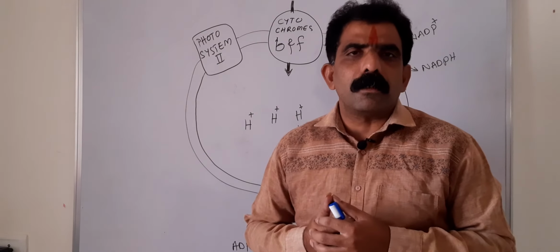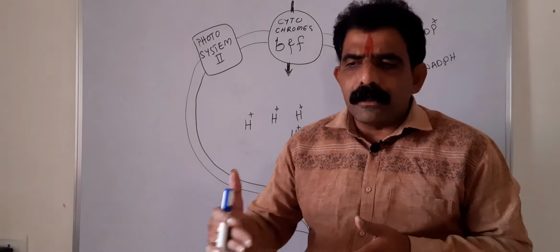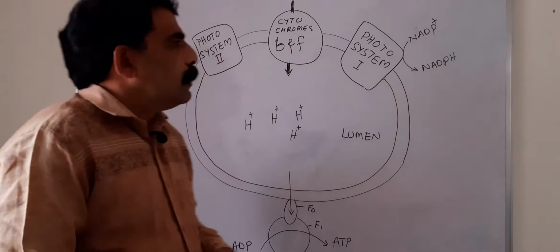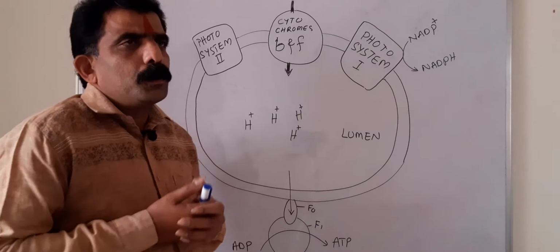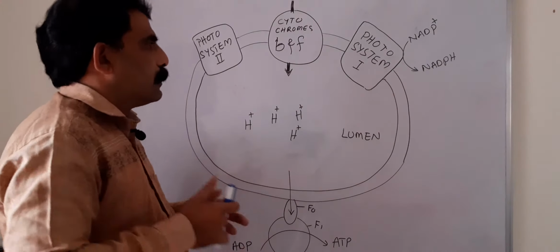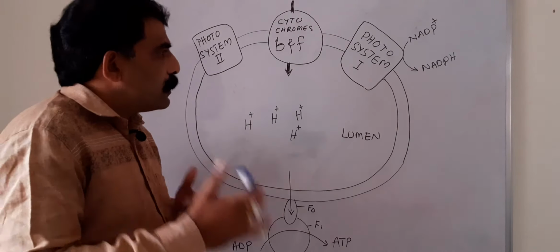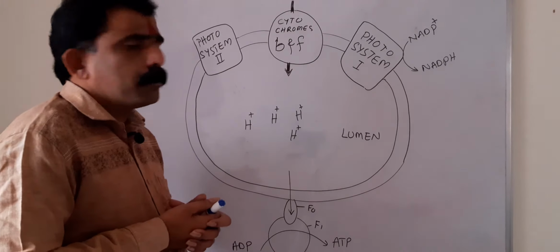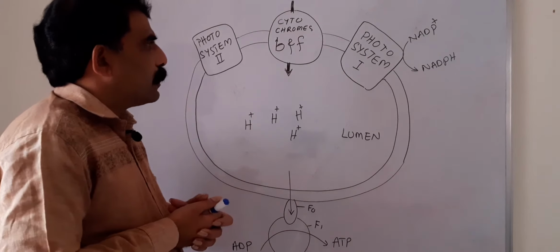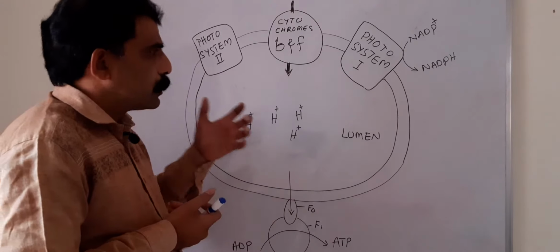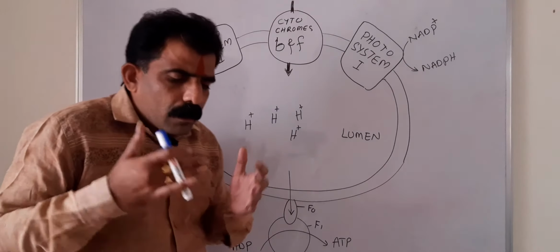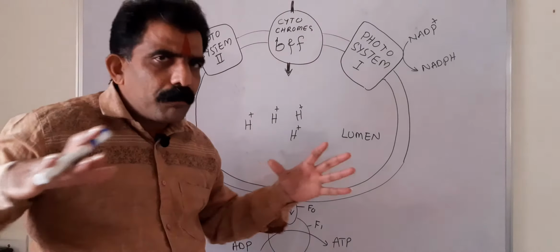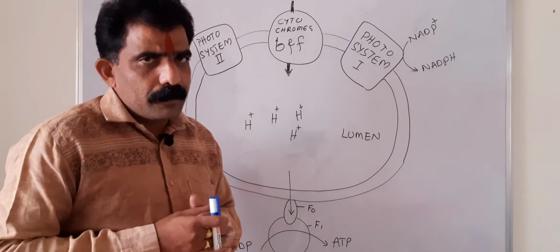What is a proton concentration gradient? Gradient is a difference in proton concentrations. The difference in the proton concentration between two places is said to be a proton concentration gradient. Here, especially in the case of the chloroplast, proton concentration is increased in the lumen. Lumen is the empty space present inside the thylakoid.